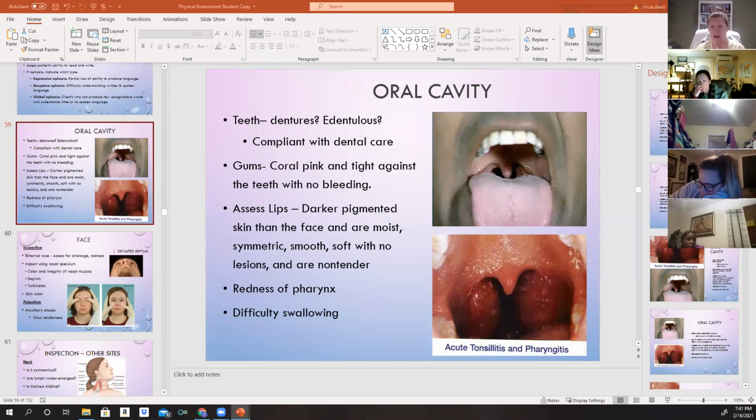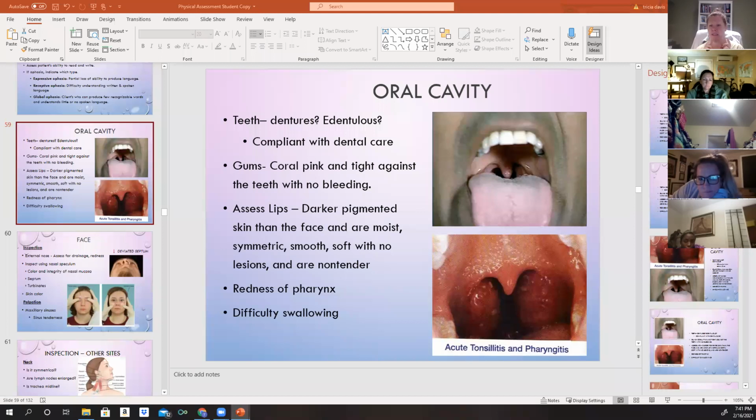What do their gums look like? Are they a nice coral pink and very close to their teeth with no bleeding? That is good gum tissue. Are they really, really red and swollen? Do you have any bleeding? Look at their lips. Are they blue? Do you have any cyanosis going on? Are they nice and moist and symmetric? Is there any swelling? Are they really, really dry and cracked, like you think they're dehydrated? Do they have any lesions?